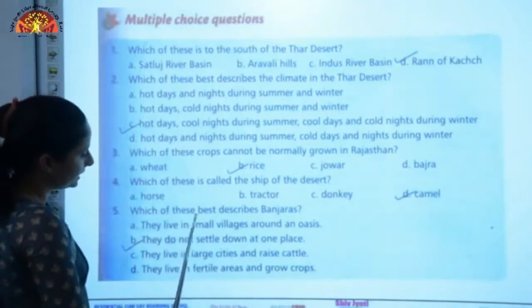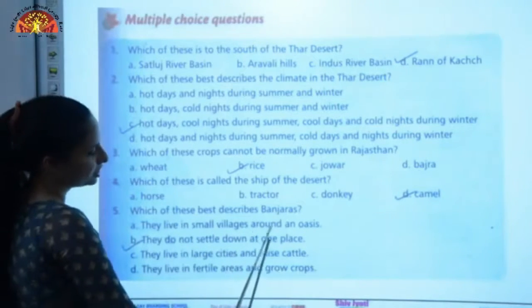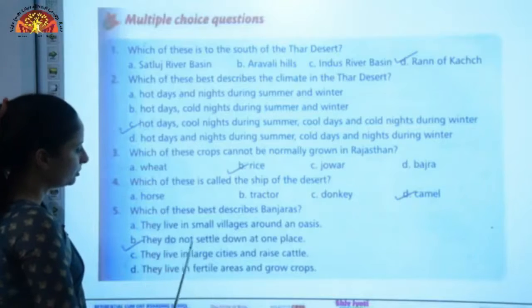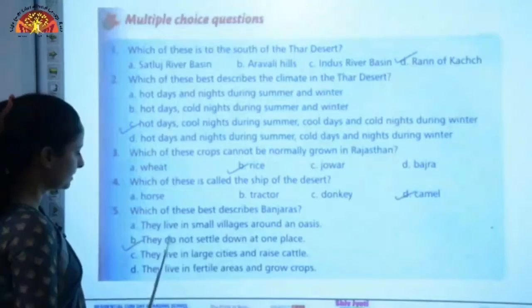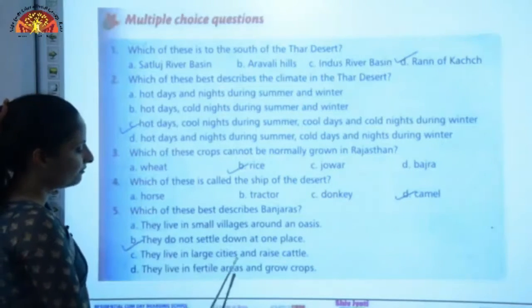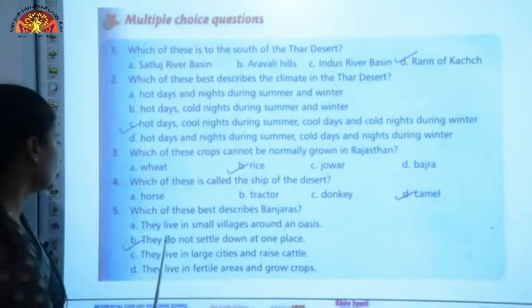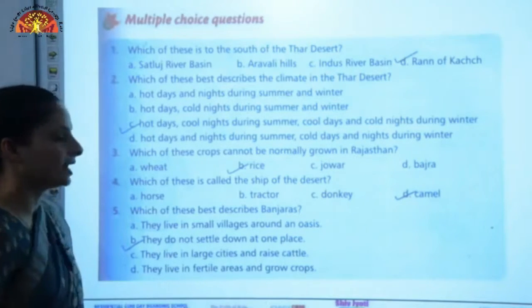Fifth, which of these best describes Banjaras? They live in small villages around an oasis. They do not settle down at one place. They live in large cities and raise cattle. They live in fertile areas and grow crops. B is the correct option, that is, they do not settle down at one place.